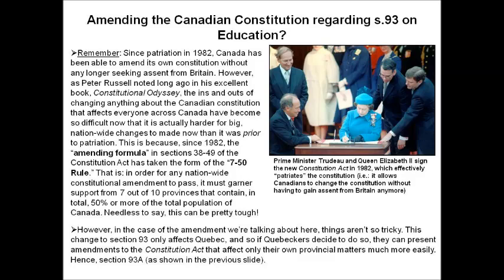However, in the case of the amendment we're talking about here, things aren't so tricky, see? This change to Section 93 only affects Quebec. See, Section 93A, look at it, it's only about Quebec, right? And so if Quebecers decide to do so, they can present amendments to the Constitution Act that affect only their own provincial matters much more easily. Hence 93A, as shown on the previous slide.